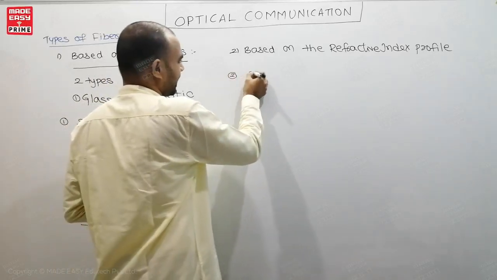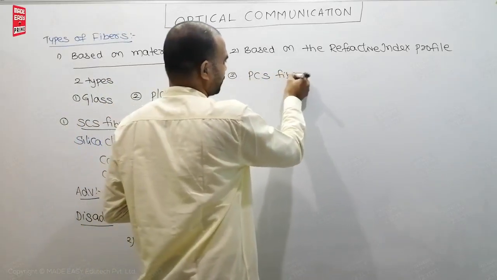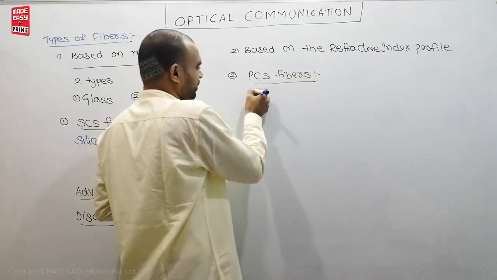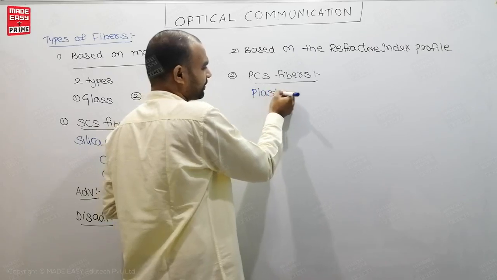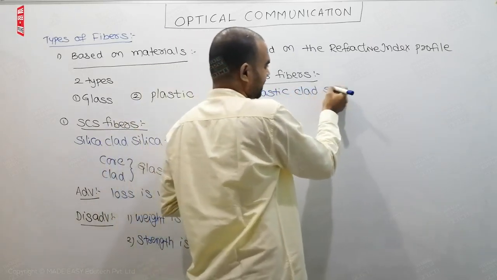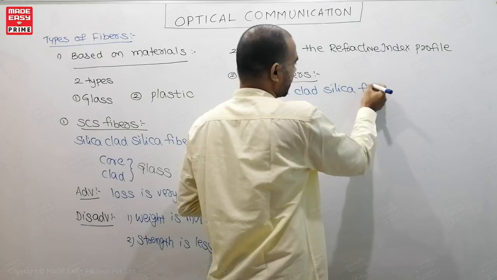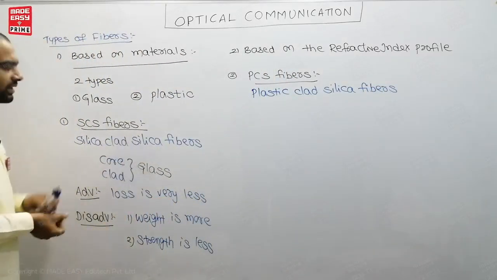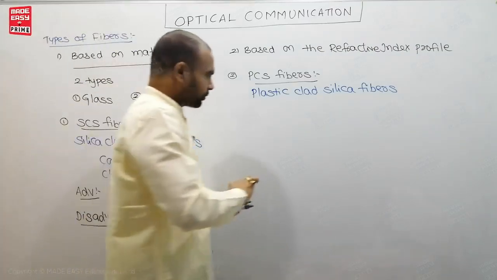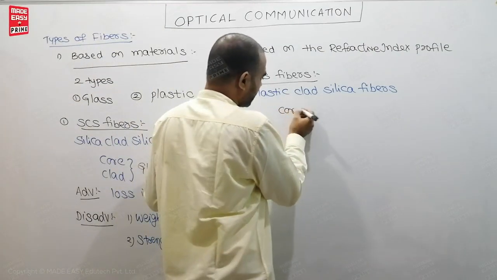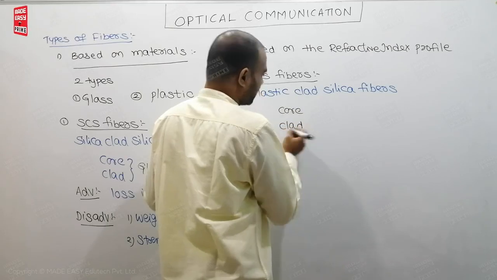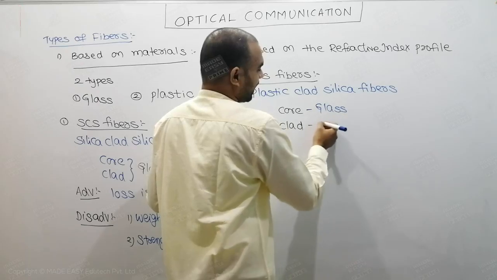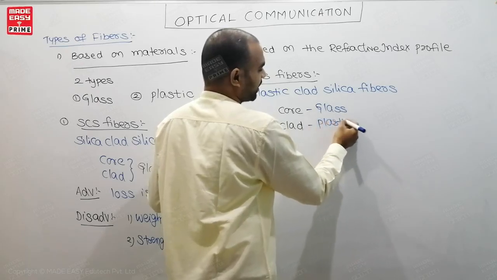Those are called PCS fibers. PCS fibers are nothing but plastic clad silica fibers. The simple thing is that the core is manufactured with glass and the clad is manufactured with plastic.